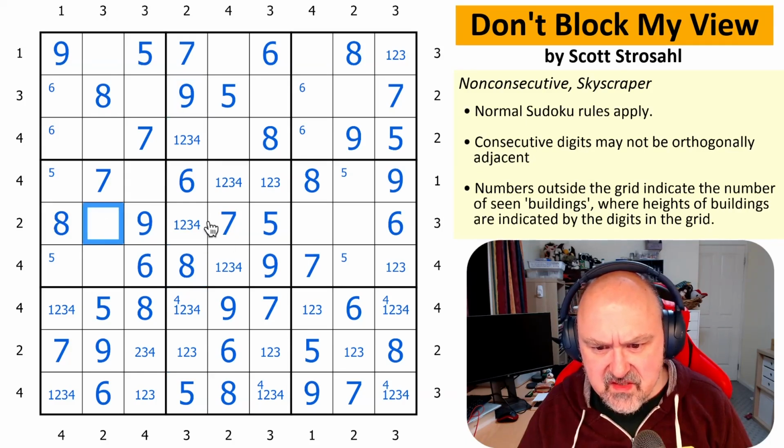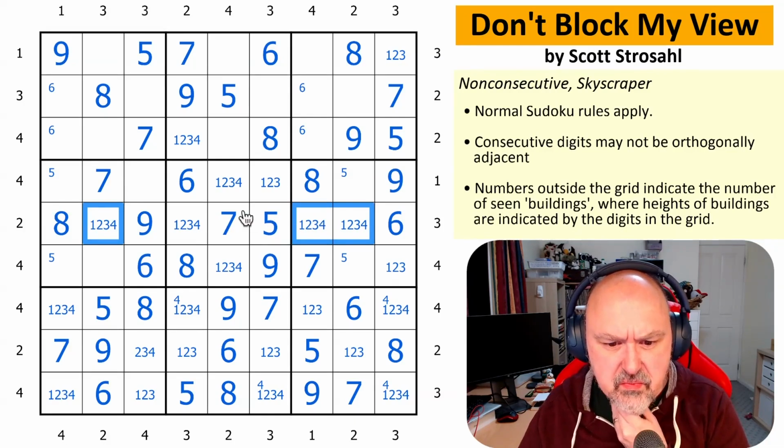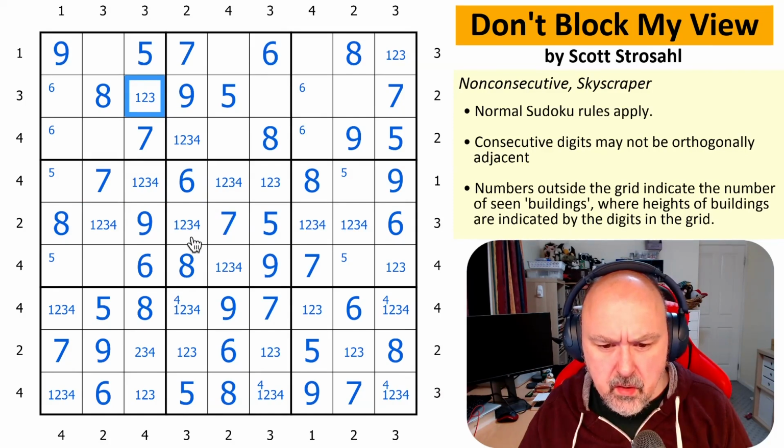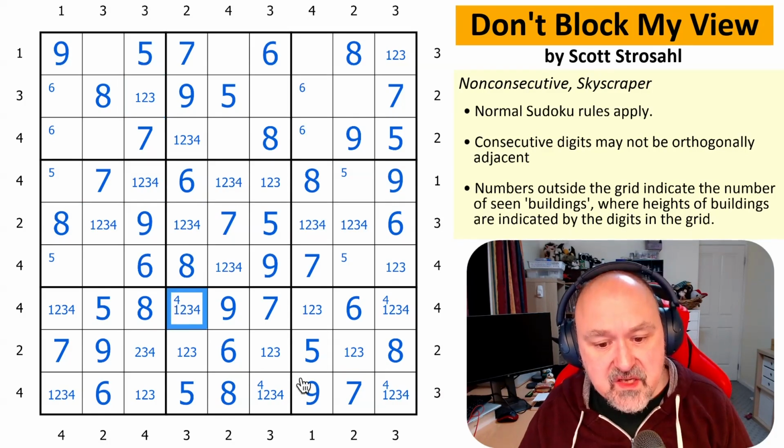5, 6, 7, 8, 9. So these are 1, 2, 3, 4. Yeah, I think I may have done this wrong, but I'm going to... So these are 1, 2, 3, 4. That's not a 4. That can't be a 2. And that can't be a 2.